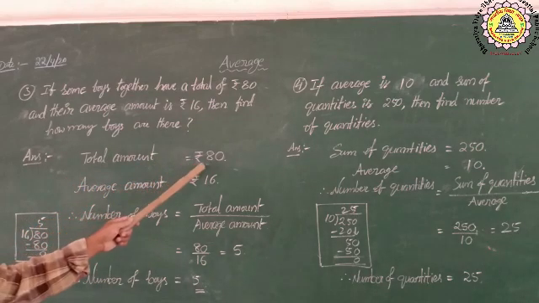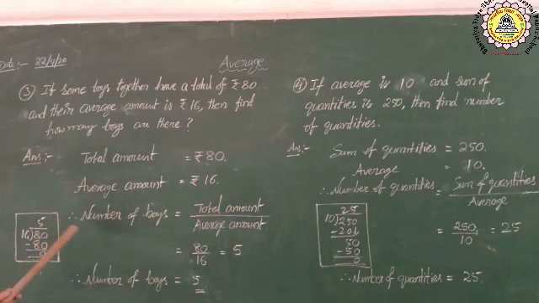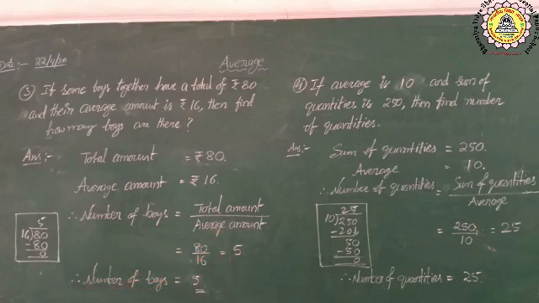Total amount is equal to rupees 80. Average amount is equal to rupees 16. Therefore number of boys is equal to total amount by average amount. That means we should divide total amount by average amount. That is equal to, what is the total amount? Already 80 rupees is there. So 80 by, and what is the average amount? 16 rupees. So by 16. So 80 by 16 means 80 divided by 16.